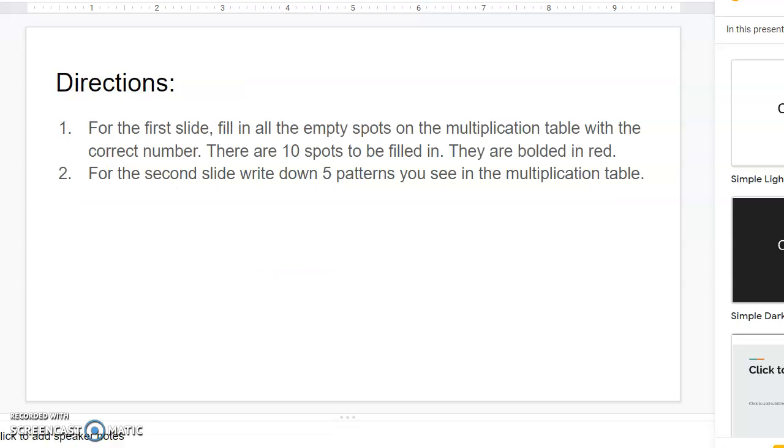The first slide has directions on it. For the first slide, fill in all the empty spots on the multiplication table with the correct number. There are 10 spots to be filled in. They are bolded in red. For the second slide, write down five patterns you see in the multiplication table.